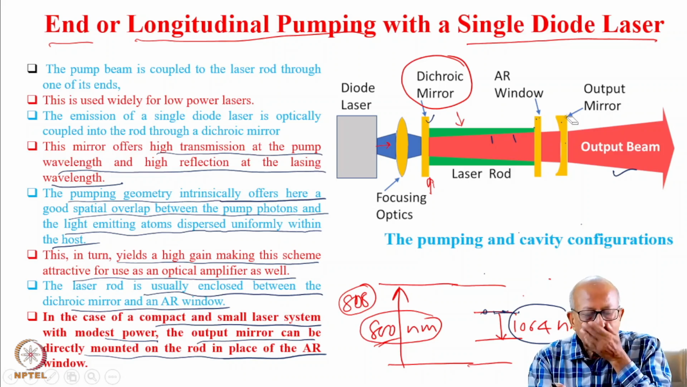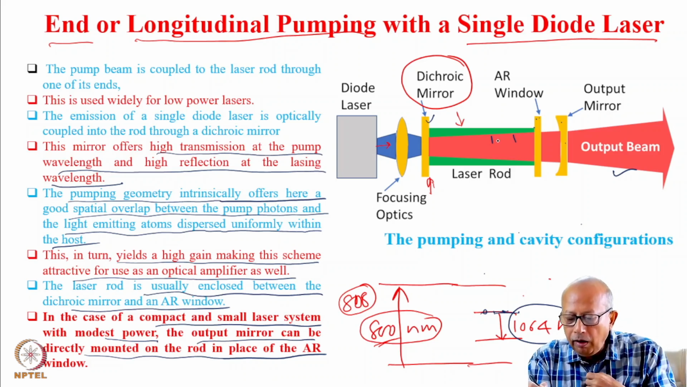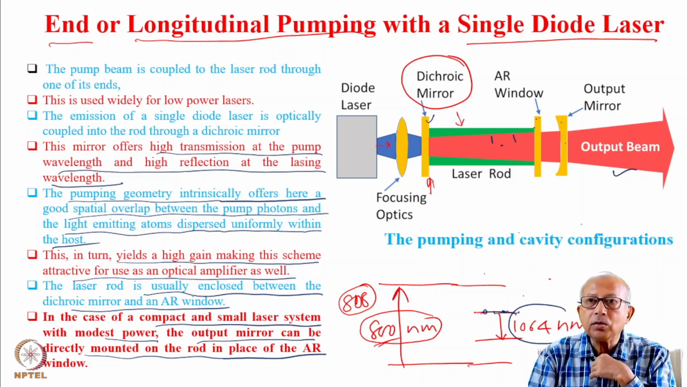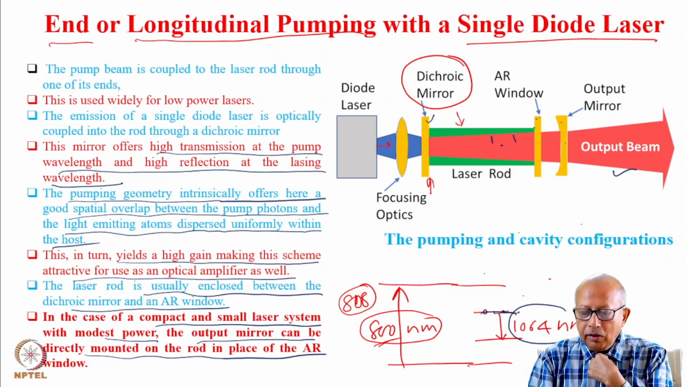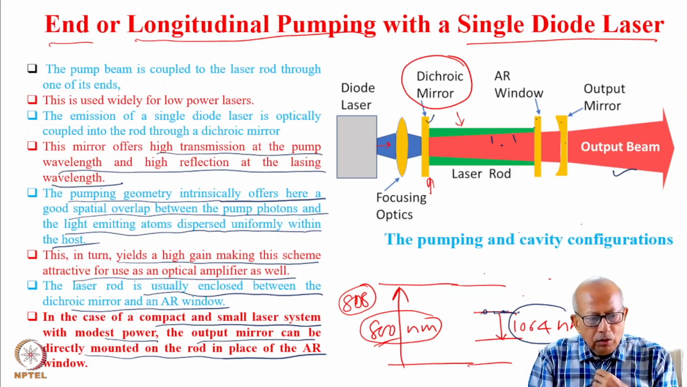So this is how you can make an end pumped solid state laser that is end pumped by a single diode. I think I should end here today, and the next class we'll begin right from here. That is, solid state laser, which is end pumped by a single diode.